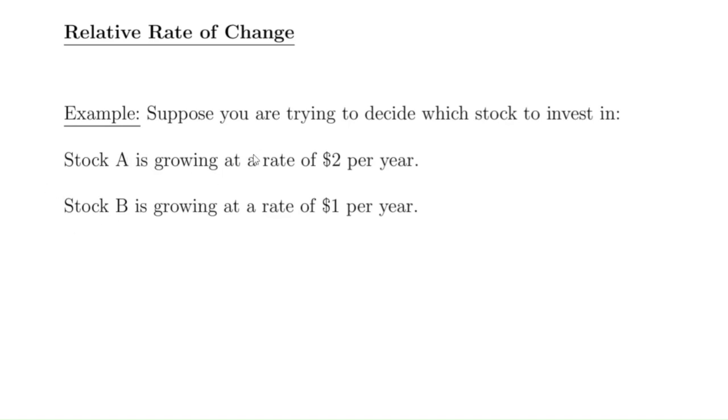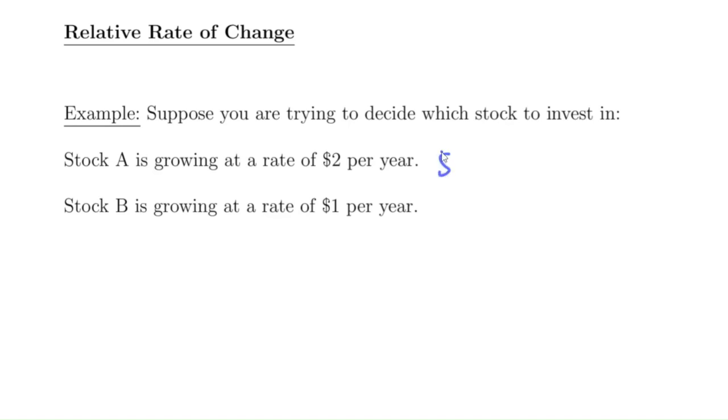Stock A is growing at a rate of $2 per year, and stock B is growing at a rate of $1 per year. You might think, well, this is obvious, right? Stock A is going to be a better investment. It's growing faster than stock B, but not so fast, right? What really matters is not just how much it's growing per year, how many dollars per year it's growing, but also what is the current stock price.